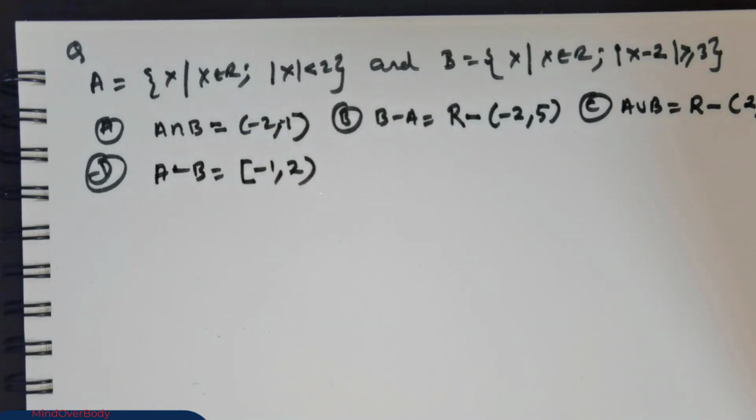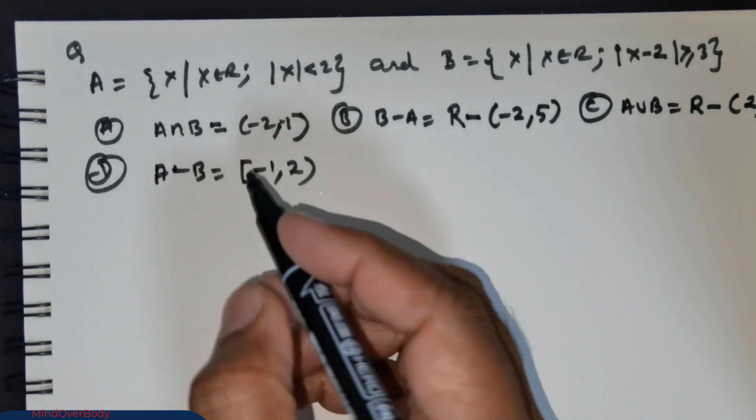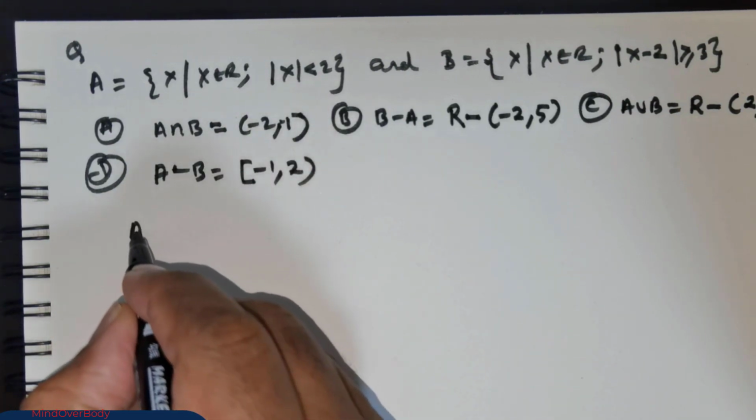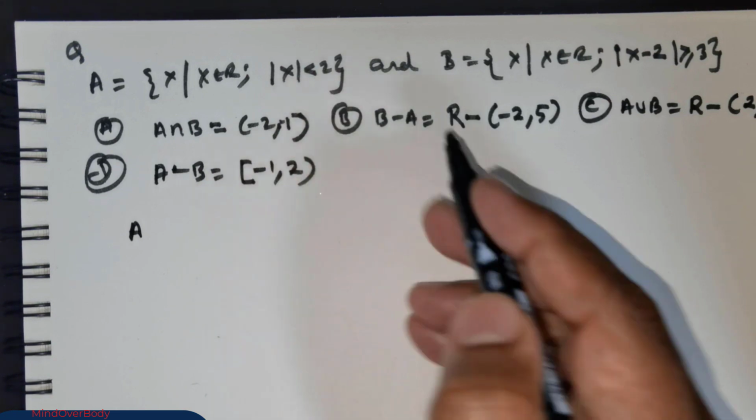So foremost, what we need to do is extract the elements. We're given modulus of x is less than 2.